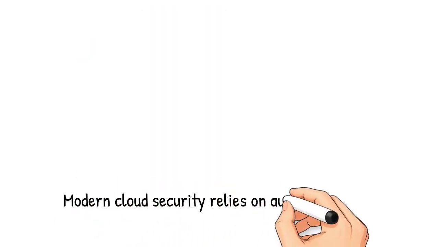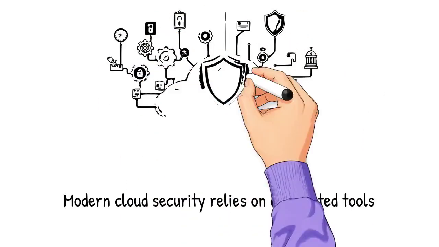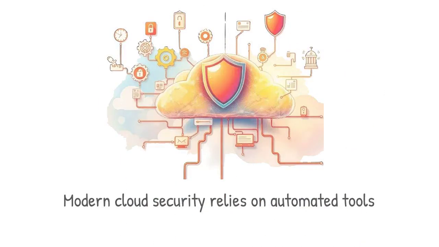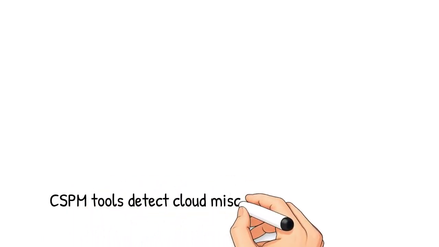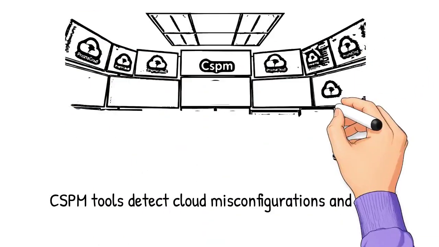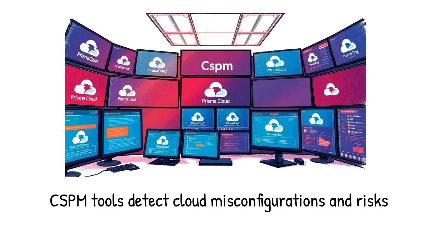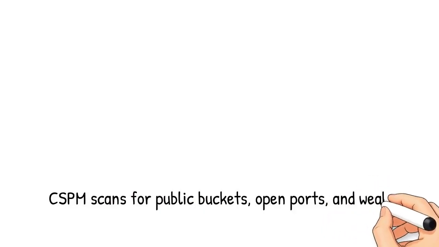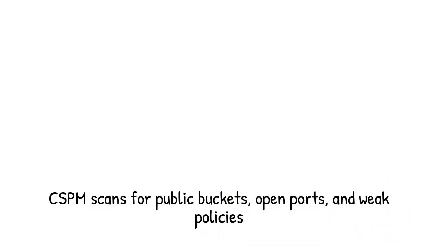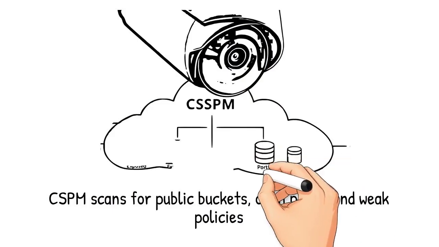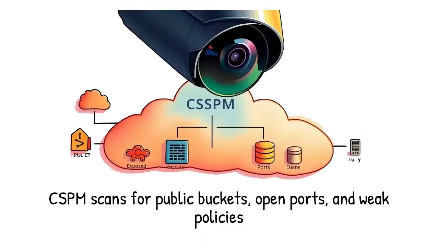Modern cloud security is impossible without automation. Let's break down the essential tools. CSPM, Cloud Security Posture Management tools detect misconfigurations. Examples: Prisma Cloud, Wiz, Orca Security, Lacework, Check Point Dome9, AWS Security Hub, Azure Defender, and GCP Security Command Center. They scan for public buckets, open ports, weak IAM policies, missing encryption, misconfigured firewalls, exposed databases, and non-compliant resources.